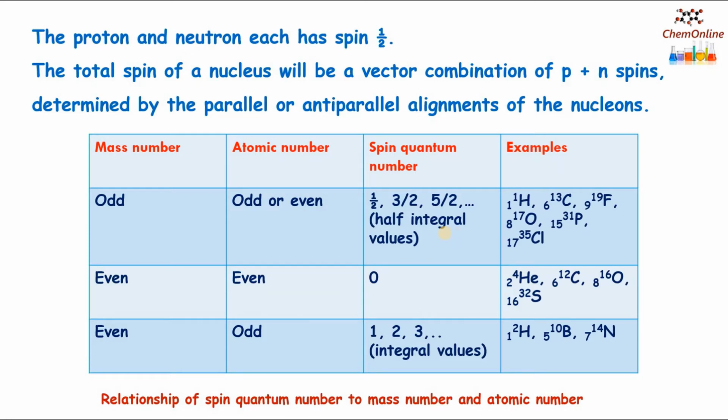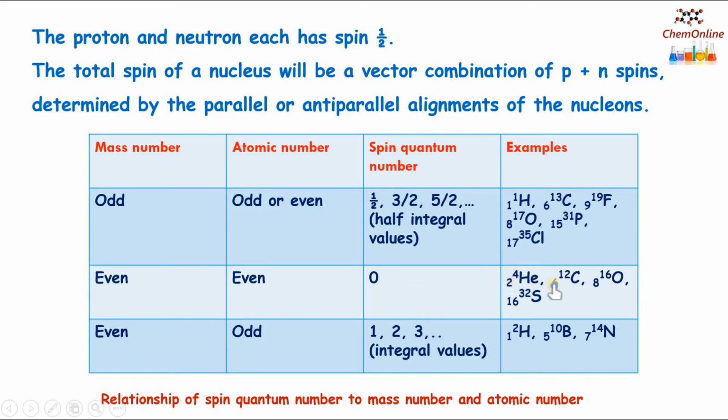Now, if the mass number is even and the atomic number is also even, then the spin quantum number is 0, that is I equals 0. So in such a nucleus, all the spins are aligned in opposite directions or all are paired up so that there is no resultant spin or the net spin is 0.